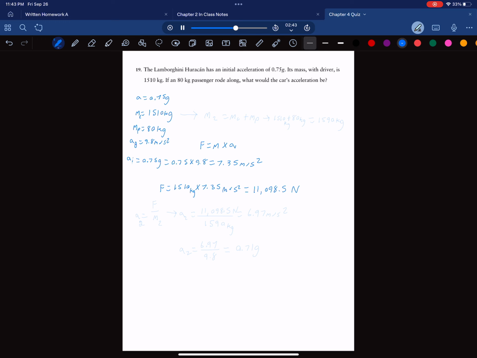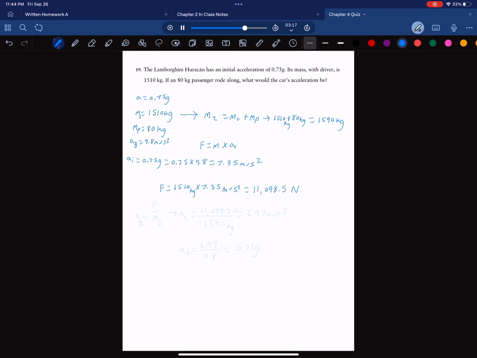Now we have to figure out our second mass. That's going to be our driver plus passenger. So going back up here, let's call our M2 for total. So we have our M of C plus M of P essentially. So M2 equals MC plus MP, which is going to be 1510 plus 80, both being in kilograms. And this is going to be equal to 1,590 kilograms.